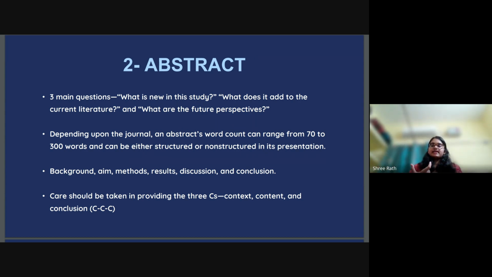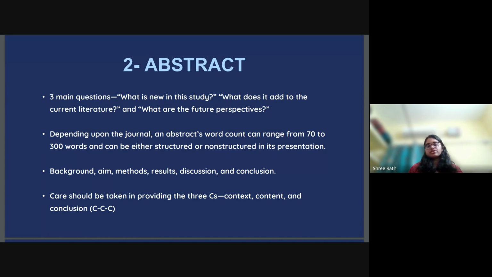They have their specific headings they need, whether it should be unstructured or structured, and the number of words included. So it's almost around 250 to 300. There are some journals who ask for abstracts within 100 or 150 words, some for 200 words.